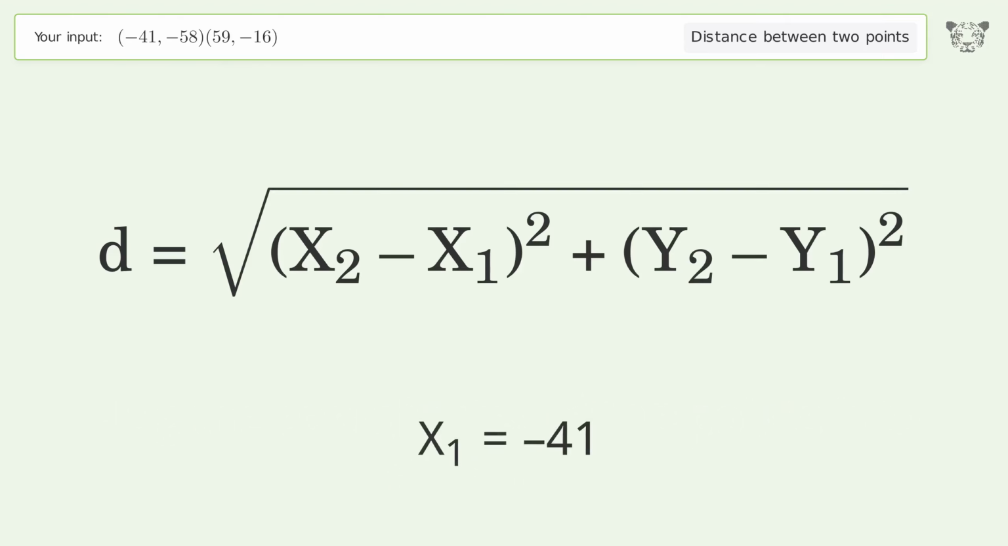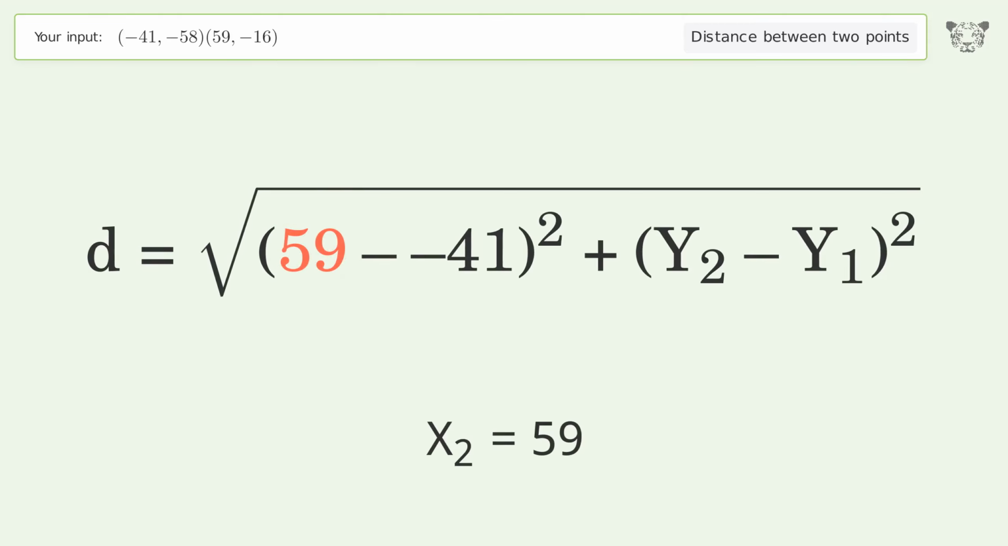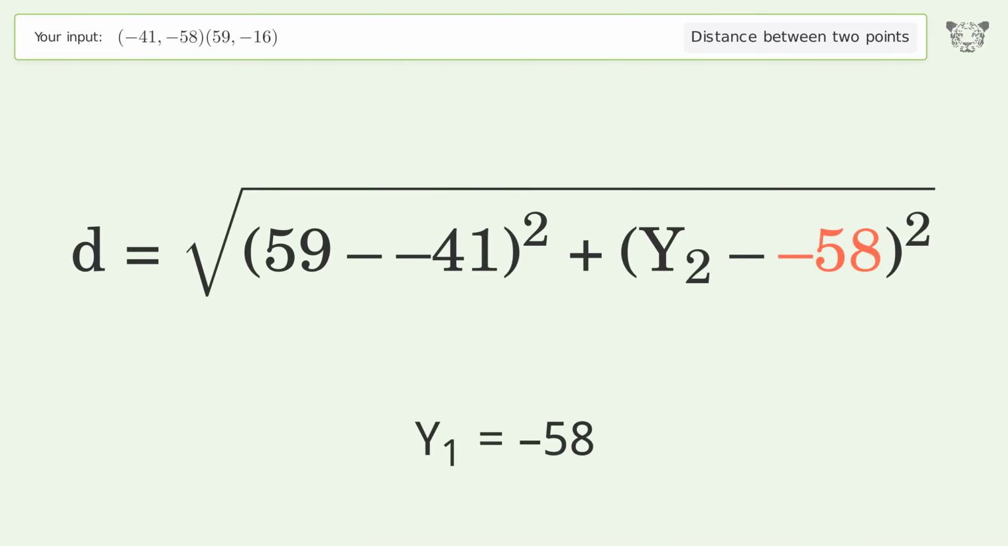x1 equals -41. x2 equals 59. y1 equals -58. y2 equals -16.